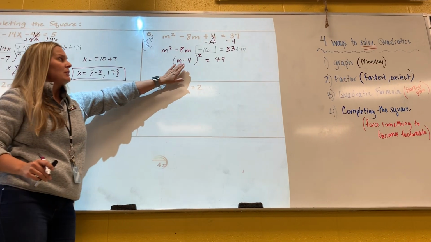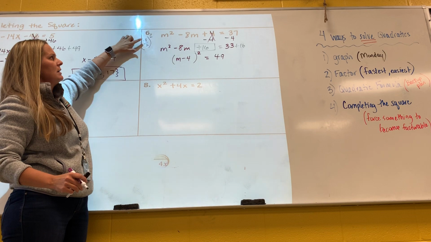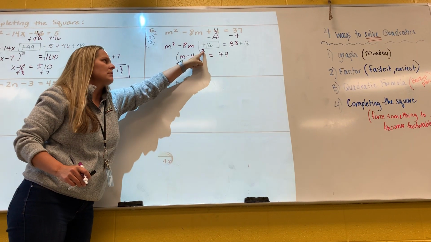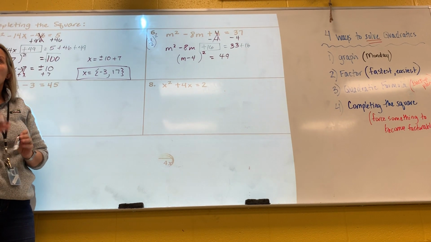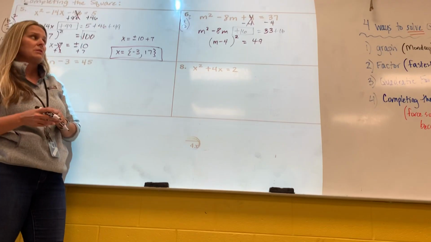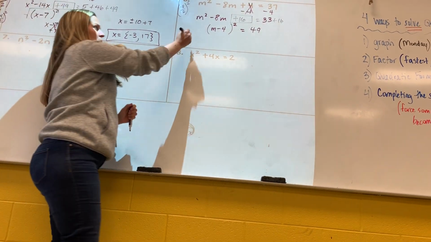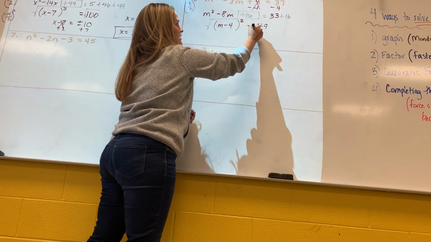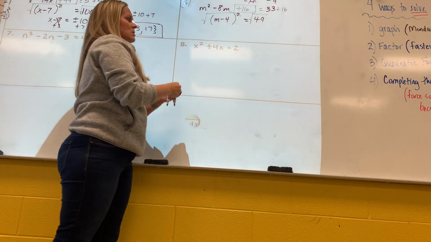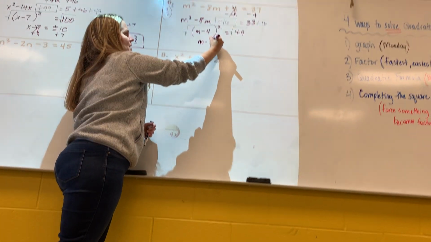See, you're basically doing this little work right here. Negative 8 divided by 2, negative 4, you're squaring it right here. See that? You're coming up with your number by yourself. All right, it's time to solve because that's an equation. What are you gonna do? Take the square root. Do one side and do the other. These cancel. So you have m minus 4.